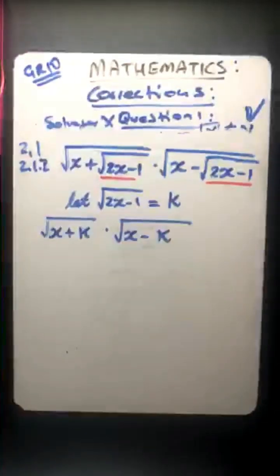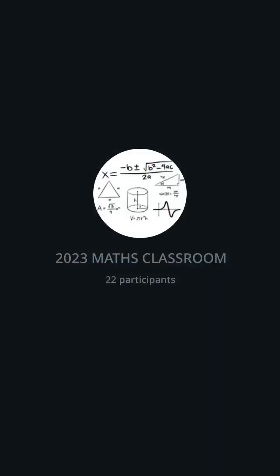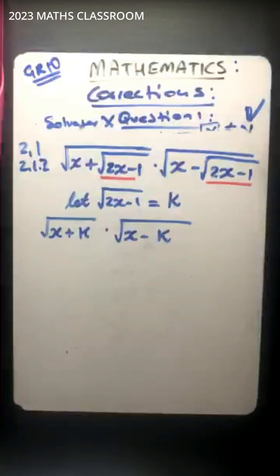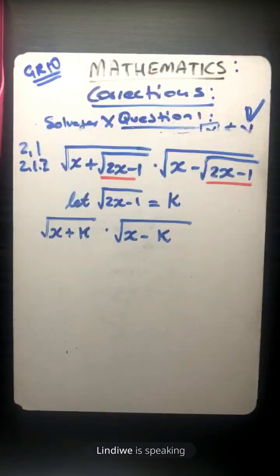I'm not sure if you actually understand what I have done over there. Does it make sense to everyone? Yes, sir. So why don't you put the K under the square root?